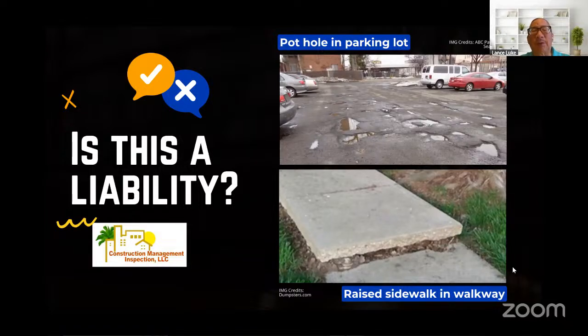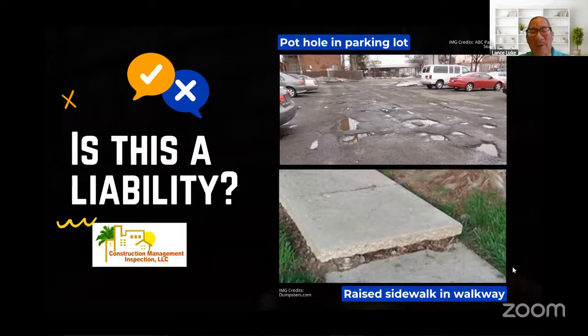All right, here's a question. Potholes in a parking lot, is this a liability? Yes or no? It's yes. If somebody starts walking from their car to a building and breaks their ankle in a pothole, do you think they can sue and win? Yes, because there shouldn't be any potholes.